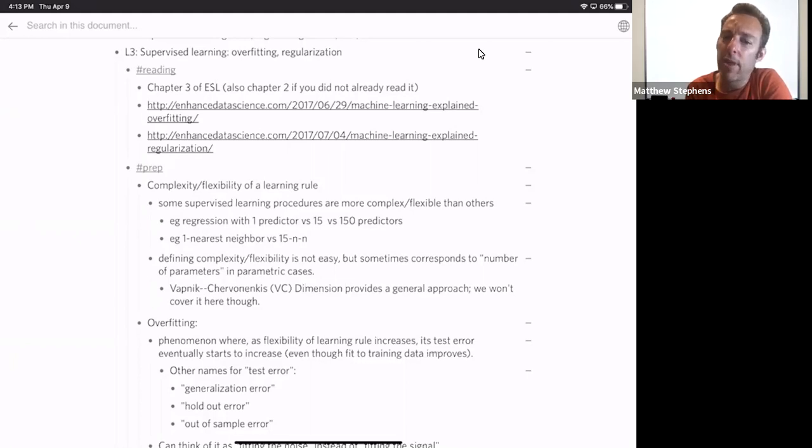Remember that a learning rule, in a supervised learning procedure, is a mapping from a training data set to a decision rule or a classification rule. So think of a learning rule that way. You give me a training set and I'm going to give you a classification procedure based on that training set using my learning rule. Some learning rules or learning procedures are more complex or flexible than others.